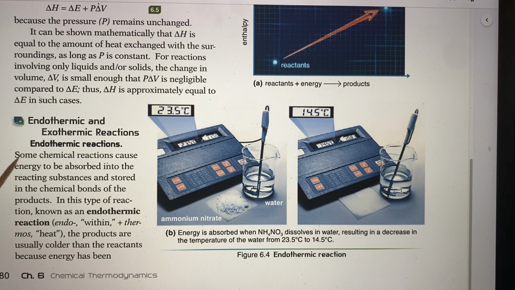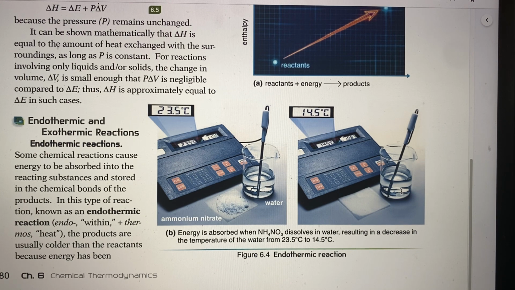So what are endothermic reactions? Well, in an endothermic reaction, the word means absorbed into. So energy is absorbed into, and it's stored in those chemical bonds. Endo meaning within, so you know it's stored within, right? It usually produces a cold product, a cold reaction. It doesn't produce heat, it makes things colder. Just remember, endo is going to make things colder because energy is absorbed and stored in the products.